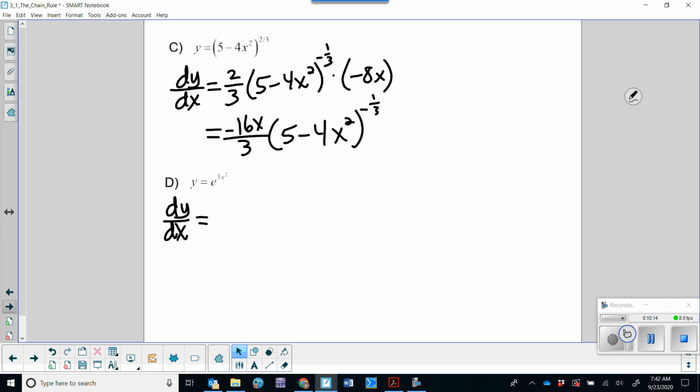Another way you can tell what the inside function is: if I said, I want you to plug in x equals 1, well, what would you do first? Well, you would take 1 and square it, multiply it by 3, and then you would do e to that power.